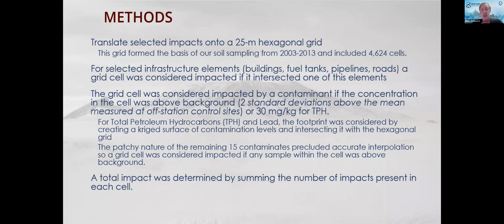We also looked at chemical contamination of 17 different chemicals. And for the purposes of this talk, we're considering a cell to be impacted if we found the levels to be 2 standard deviations above the mean concentrations that we measured at a number of off-station control sites. And we selected a threshold of 30 milligrams per kilogram for TPH.